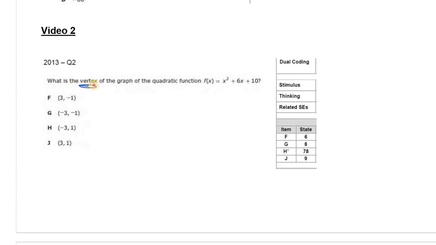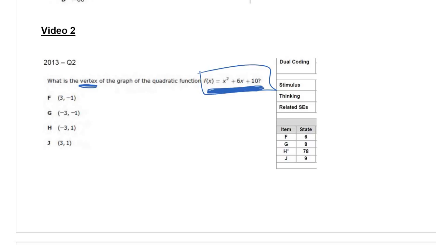What is the vertex? So you'd have to know vocabulary. Vertex is, in the quadratic formula, either the maximum or the minimum point. And we have the equation. How are we going to tell? Well, you should have thought we need to graph that immediately. Most of these quadratics equations problems can be solved by graphing. So go ahead and graph that in your calculator.